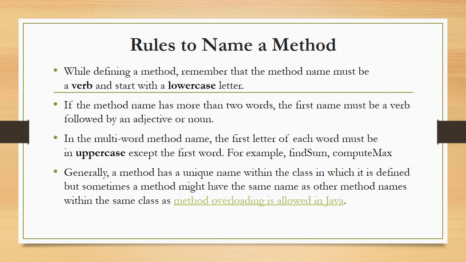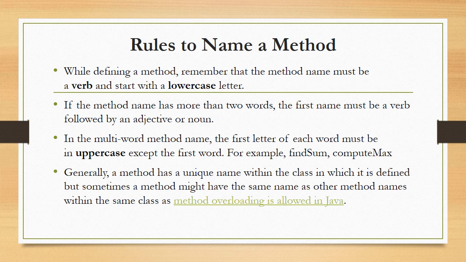Then when we write the name of the method, there are some rules, like we have the rules for writing an identifier. So while defining a method, remember that the method name must be a verb and start with a lowercase letter. It is just a naming convention. If the method name has more than two words, the first word must be a verb followed by an adjective or a noun. It is not a hard and fast rule, but it is a naming convention.